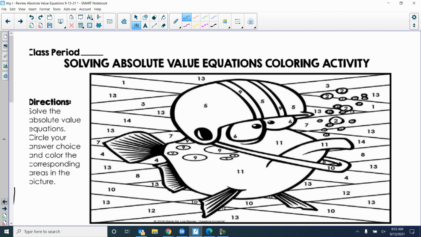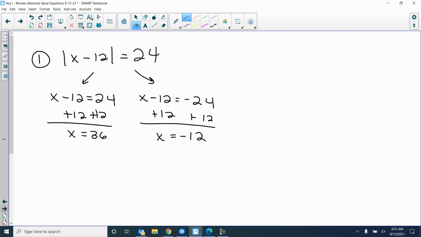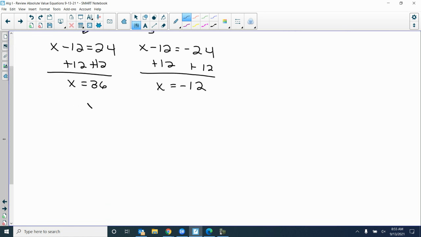Now look how they have their answers. These are all possibilities. You've got negative 12, 36, no solution, negative 36, 12, and 12. So you really got to watch where your negative is, or you're going to see one of those answers and think it's right. So we looked at our work and we said it was negative 12, 36.